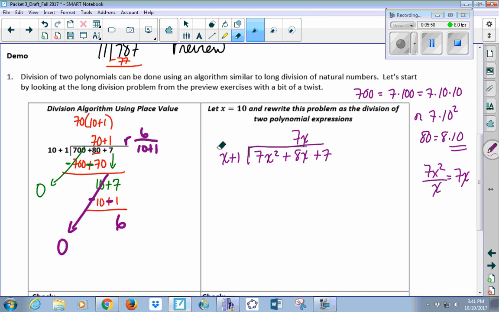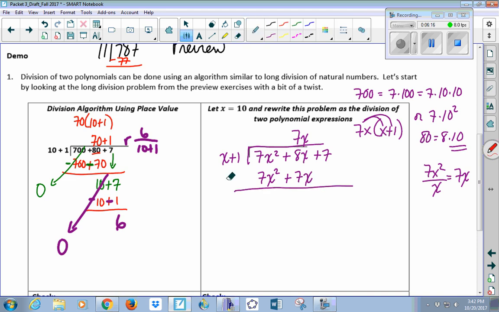Then my 7x multiplies the x plus 1. So 7x multiplies my divisor, x plus 1. And when I do that, I get 7x squared plus 7x. And now remember, I'm subtracting both of these, so I've got to change both signs. These 7x squared minus 7x squared gives me 0. 8x take away 7x gives me 1x. And now I bring down my plus 7.